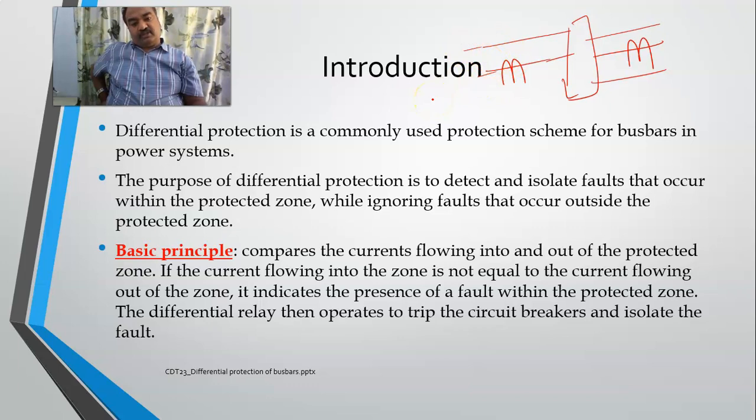A conventional differential scheme compares the currents flowing into and out of the protected zone. If the current flowing into the zone is not equal to the current flowing out of the zone, then it indicates that there is a fault within the protected zone. So the same one, if I start applying for my bus bar. Let us suppose there are two incoming lines, so I will have CTs on either of the lines. 3 outgoing lines are there. So these will be connected in parallel. Similarly, these will be connected in parallel.